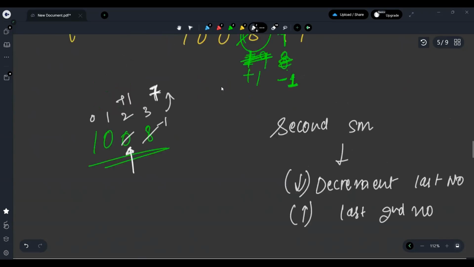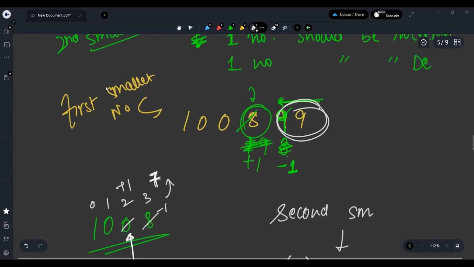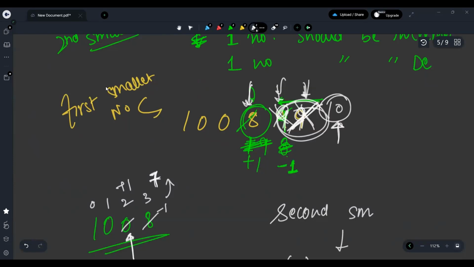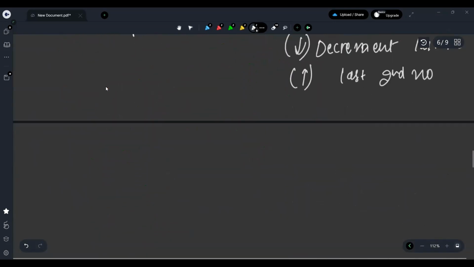But why are we traversing past 9? Because we can't increment 9. We can decrement it, but we can't increment it, since 9 would become 10, which is not a single digit. So we have to skip the 9s until we get a number which can be incremented, because 8 can be incremented, but 9 cannot.